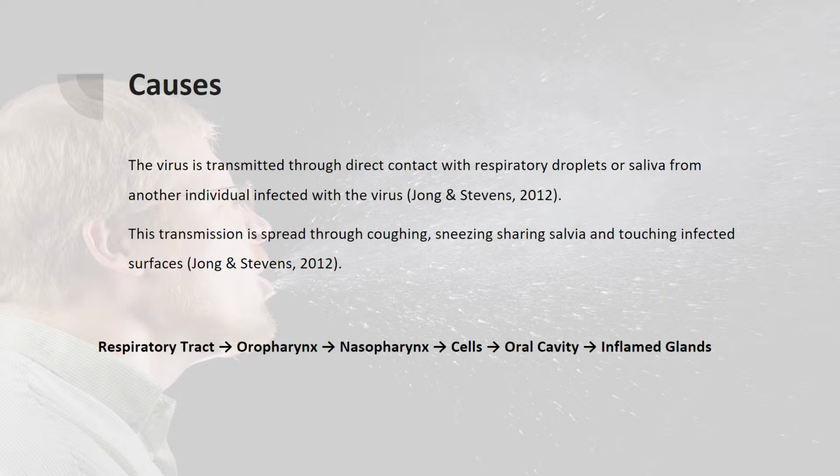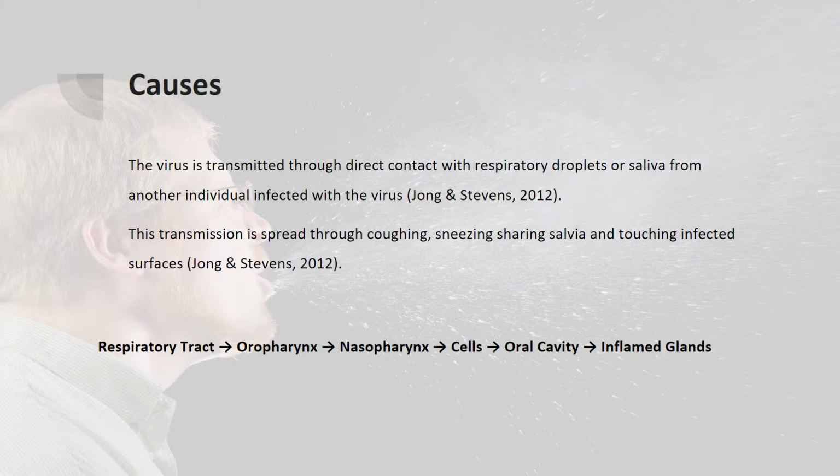The virus is transmitted through direct contact with respiratory droplets or saliva from another individual infected with the virus. Examples would include coughing, sneezing, and sharing saliva. The virus enters the respiratory tract and moves to the nasopharynx, where its protein fuses to the cell membrane, allowing it to enter the cell's cytoplasm. The infected cell is then released and secreted into the oral cavity by the salivary gland.